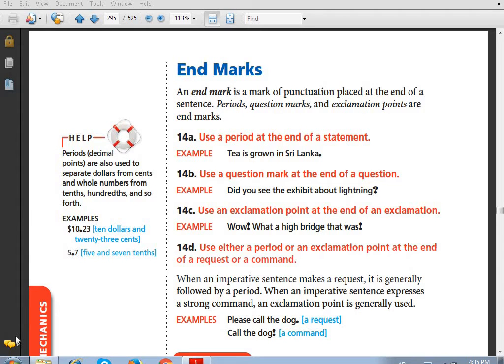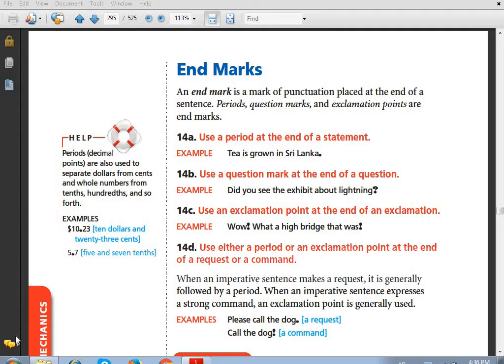Today we have a new chapter to study, chapter 14, punctuation: end marks, commas, semicolons, and cuts. Okay, the first thing we have today is the end mark. Okay guys, an end mark is a mark of punctuation placed at the end of a sentence. The three kinds of end marks are the period, question mark, and exclamation point.